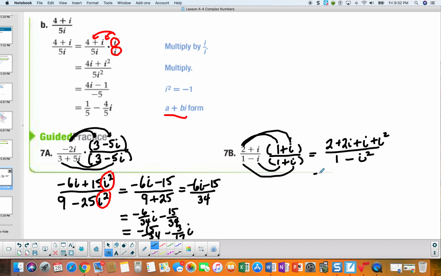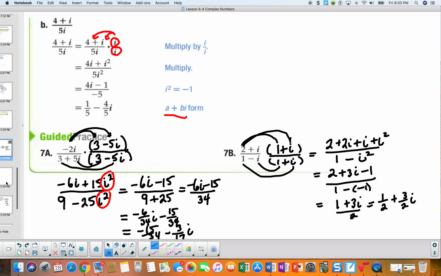All right, I'm going to have 2 plus 3i minus 1. I'm converting the i squared to a negative 1. 1 minus a negative 1. Okay, I'm going to combine these terms. That's going to be 1 plus 3i over 2. And then I'm going to split up the fraction to 1/2 plus 3/2 i. And that's that a plus bi form.